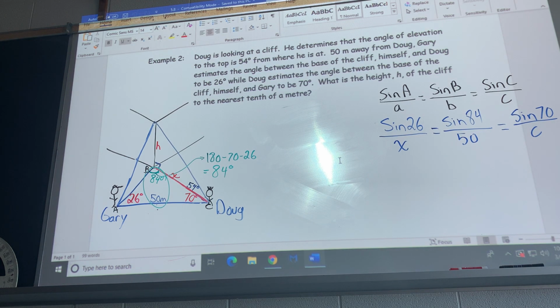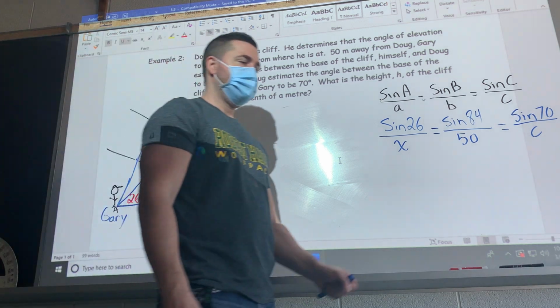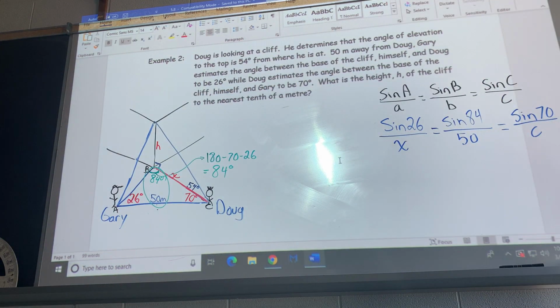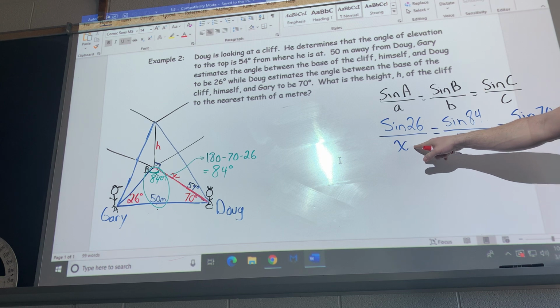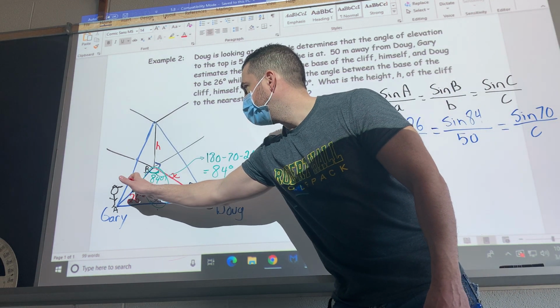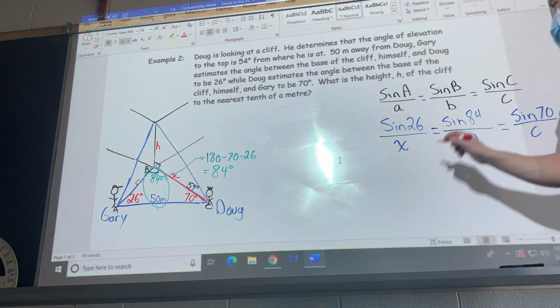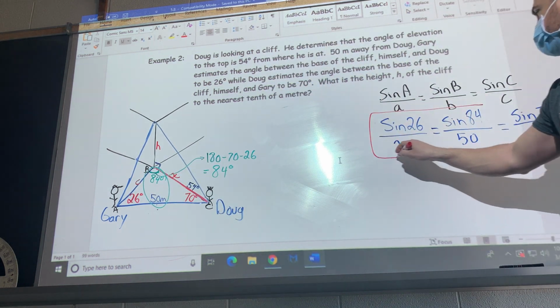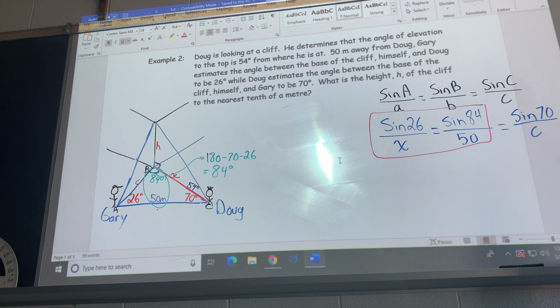Okay, what two fractions in the formula am I going to use? What two fractions? 1 and 2, 2 and 3, 1 and 3. 1 and 2. Good, because we have the two pieces of information for this one, so we have to use this one. And this is the x. We don't want to find c, as it doesn't help us because side c is over here. So we're going to use these two fractions.